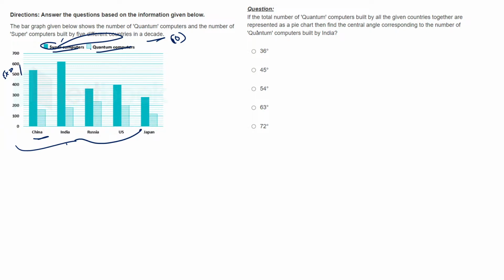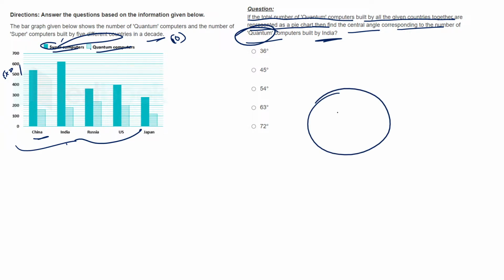Now see here, what is he asking? If the total number of quantum computers built by all the given countries together is represented as a pie chart, then find the central angle corresponding to the number of computers built by India. Now see guys, in a pie chart the total value is always equal to 360 degrees because it's a circle. He is saying that the total number of quantum computers together is taken in a pie chart.